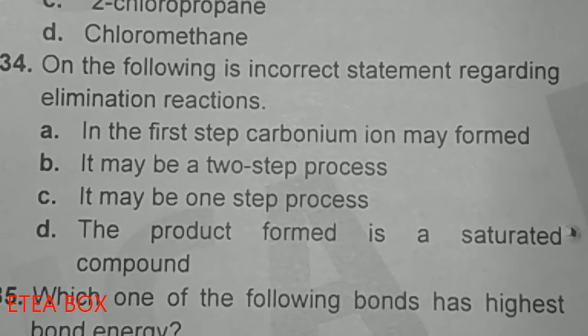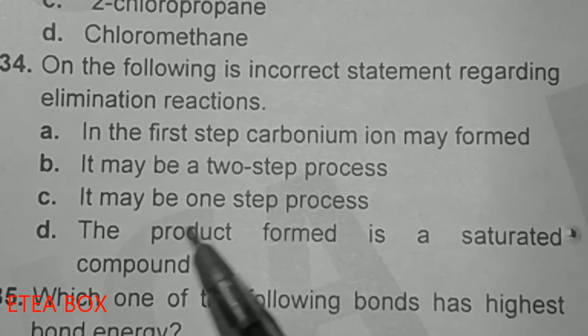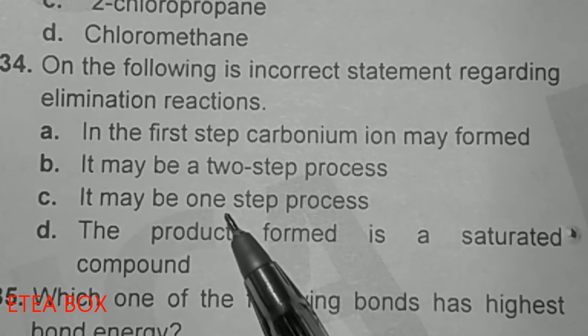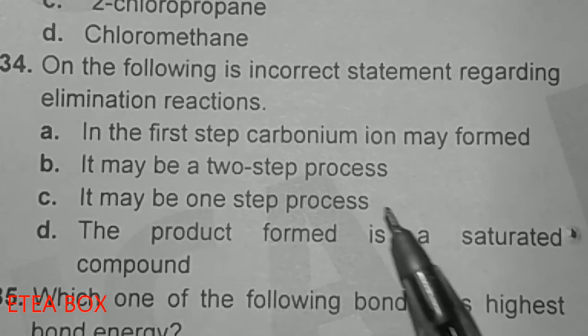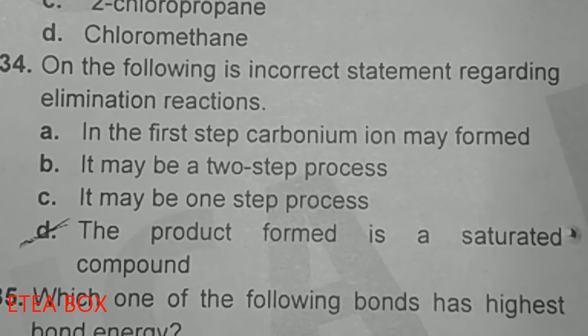Which one of the following is an incorrect statement regarding the elimination reaction? A: In the first step, a carbonium ion may be formed. This one is correct, because in the E1 reaction the carbonium ion forms in the first step. B: It may be a 2-step process. This is also correct, because E1 is a 2-step process. C: It may be 1 step. This one is also correct, because E2 is a 1-step process. D: The product formed is a saturated compound. This one is incorrect, because in elimination reactions the sigma bonds are broken and the pi bonds are formed, which means that an unsaturated product is formed. So option D is the suitable option for this one.